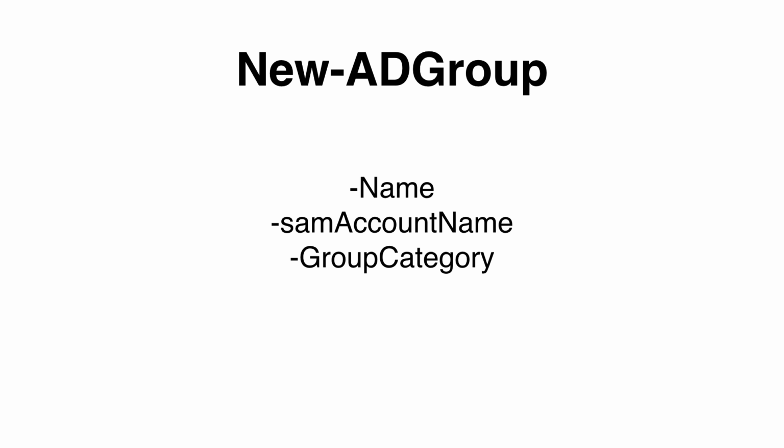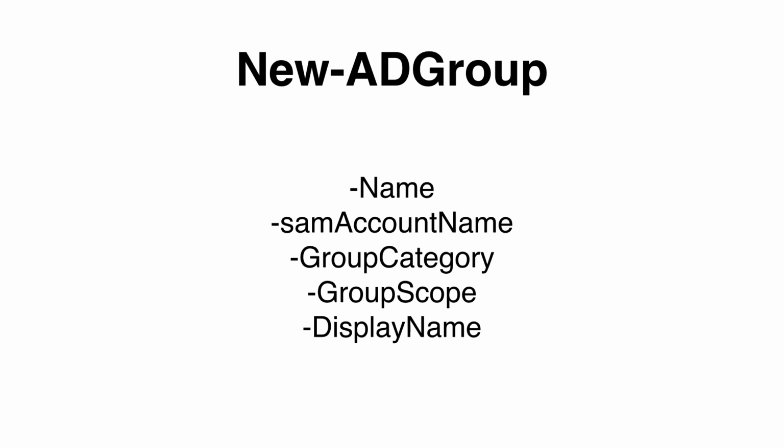To create a new group, we need to use the New-ADGroup commandlet. That needs the following properties. It needs the name. If you want the SAM account to be different to the name, you need to specify the SAM account name. Otherwise, it's auto-generated from the name. You need to specify a group category. This is either a distribution group or a security group. You need to specify the group scope. This needs to be domain local, global, or universal. And in addition, you can also specify a display name if you would like that to be different to the normal name.